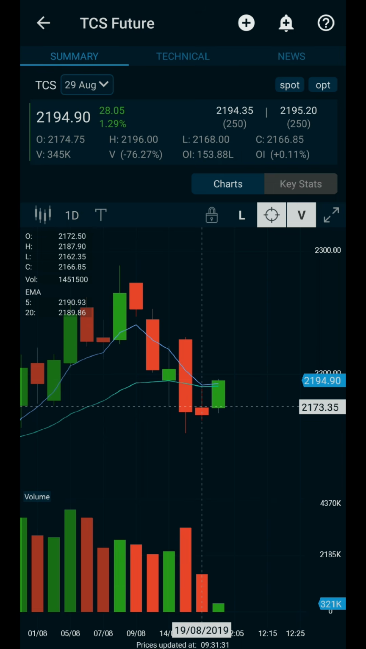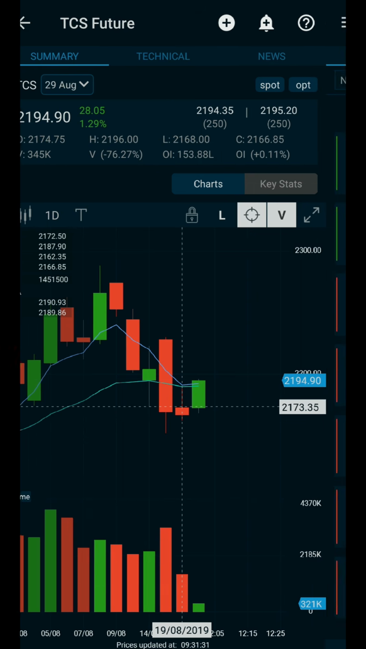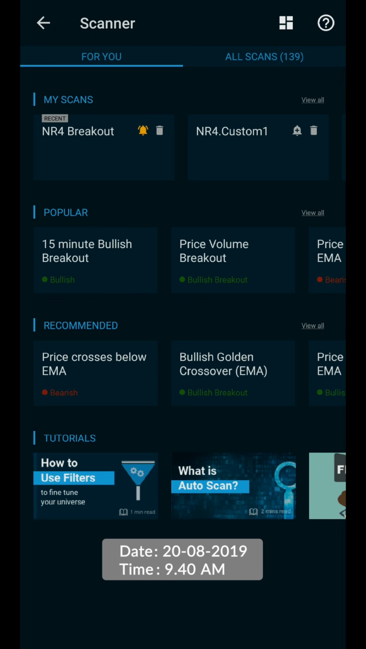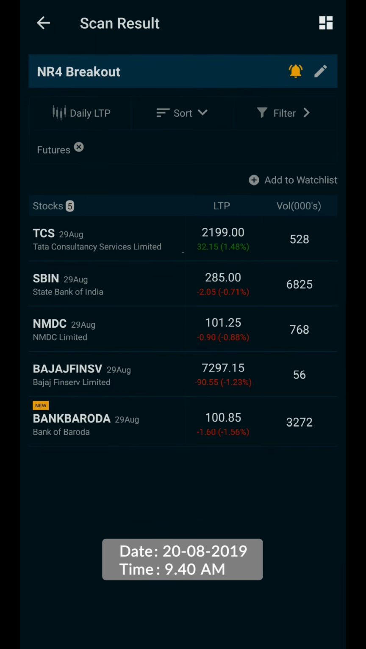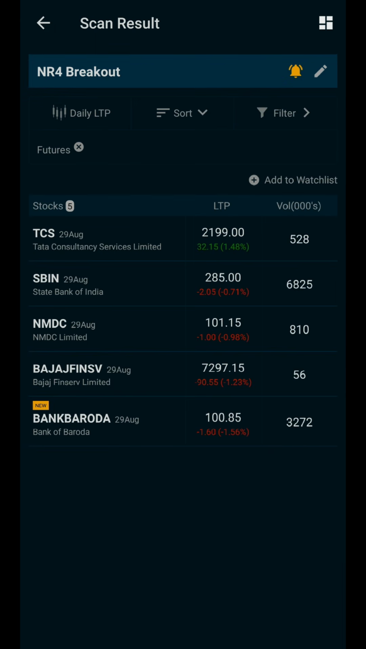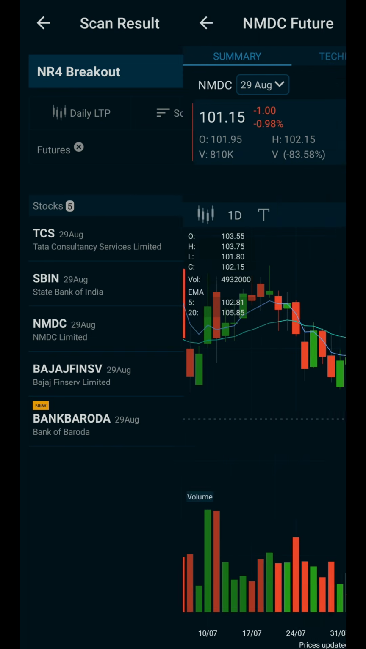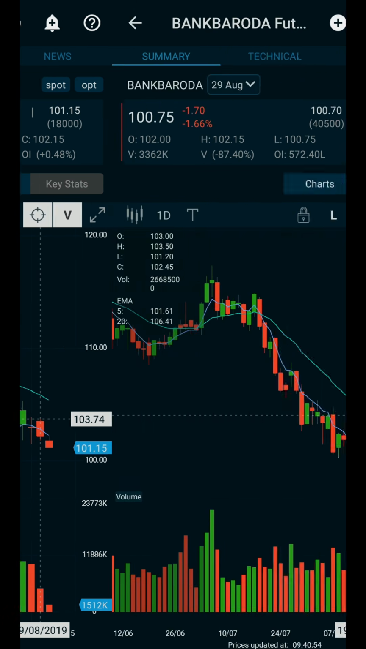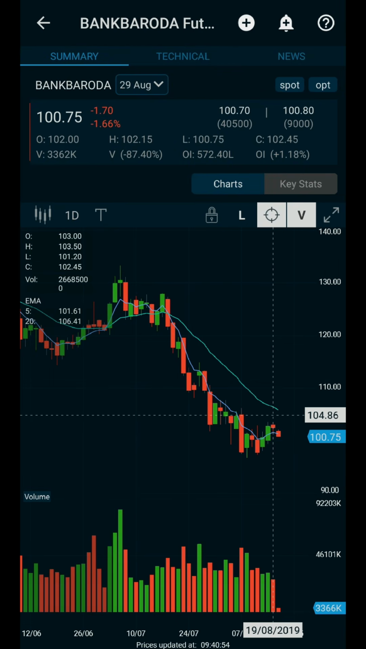So as you can see, we have 3 trades on already. So I go back to the market at 9:40 and see the results again, and I've got another auto scan alert with 2 new results, NMDC and Bank of Baroda. NMDC, as you can see, breaking down, we shot at 101.15 with a stop loss above yesterday's high at 103.80. Bank of Baroda breaking down again, we shot at 100.35 with a stop loss at 103.60.